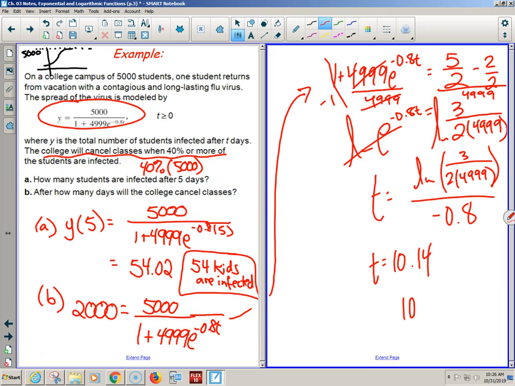What would the college actually do? You guys see the dilemma, right? Are they going to cancel at day 10, seeing that the trend is, okay, we're going to have 40% tomorrow, may as well cancel classes? Or are they the type of like, no, we're going to wait until that 2,000th kid gets sick? Let's just say 10-ish days, is that okay? The math can tell you one thing, but in life, you still have to make a decision. Did you get the same? 10-ish?